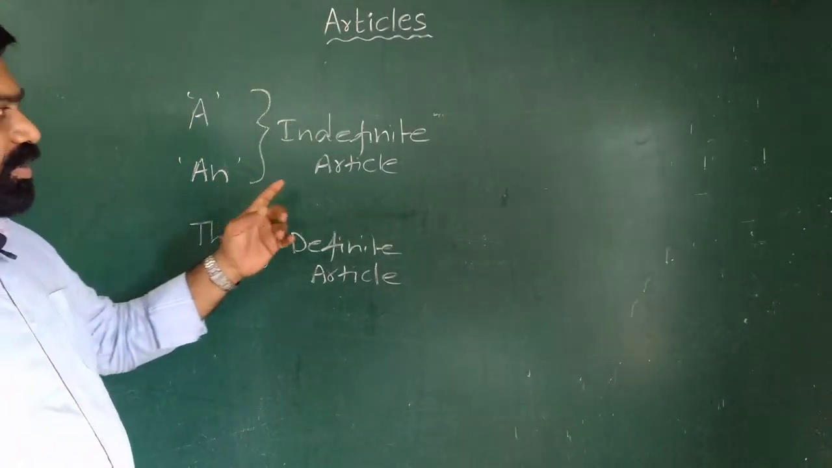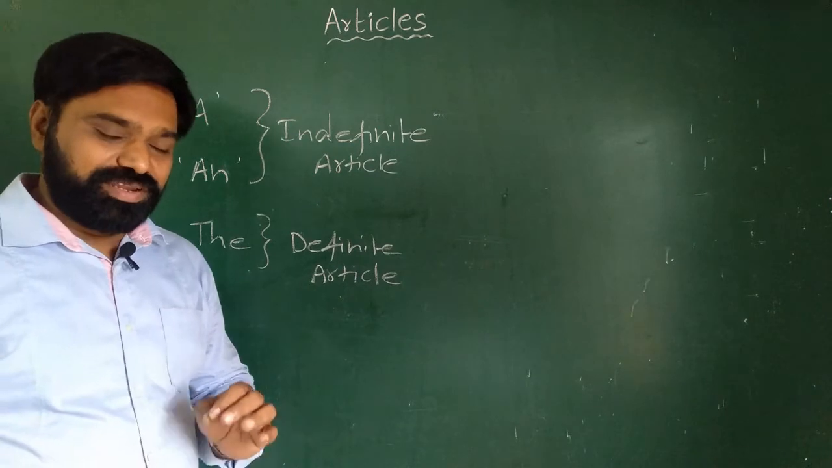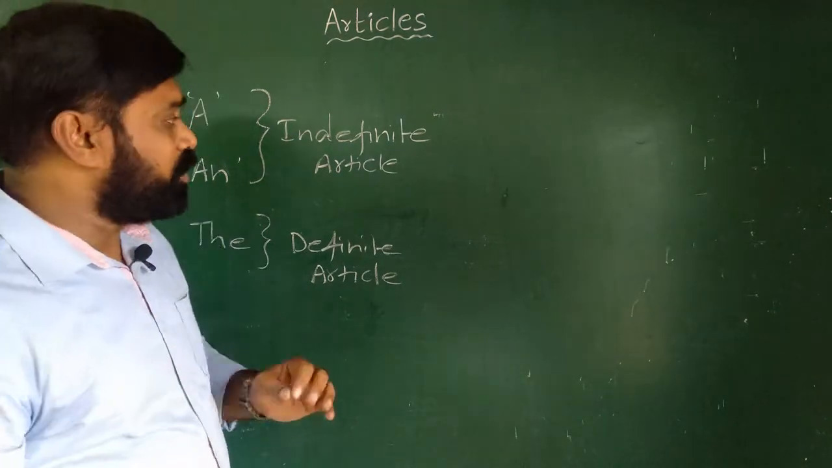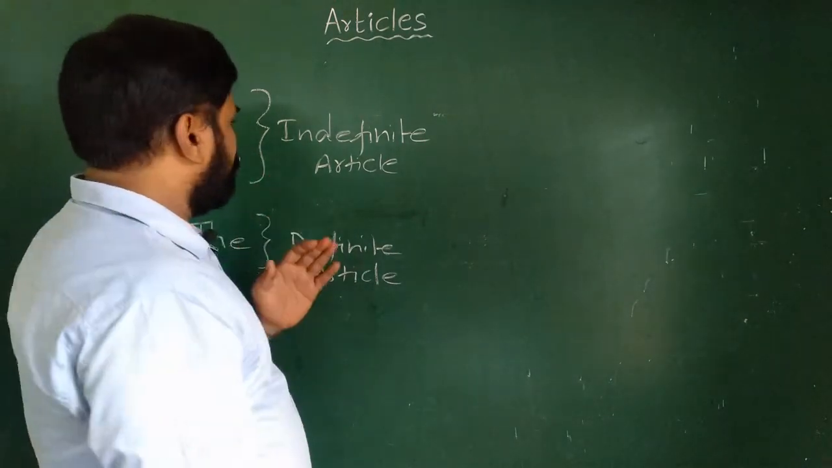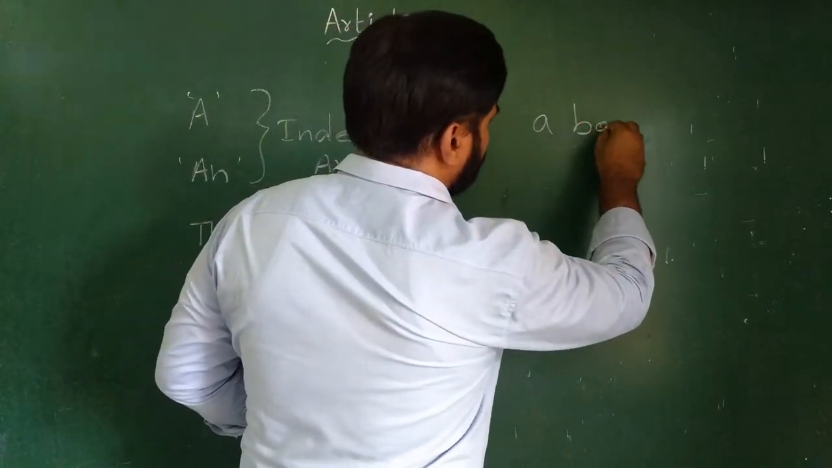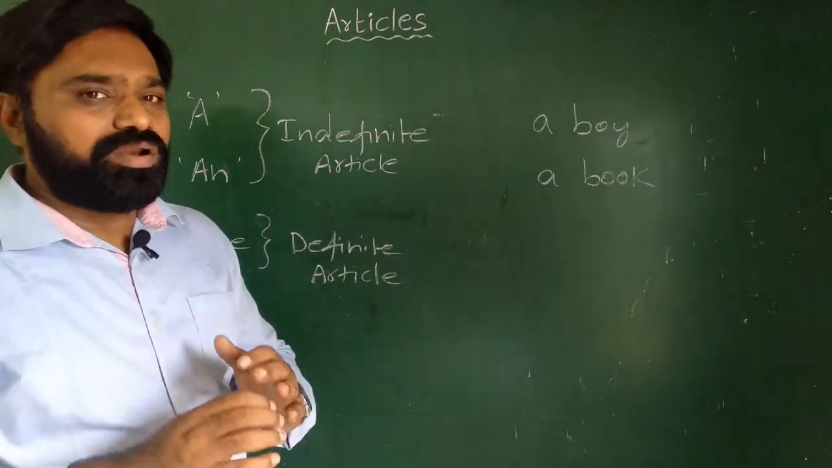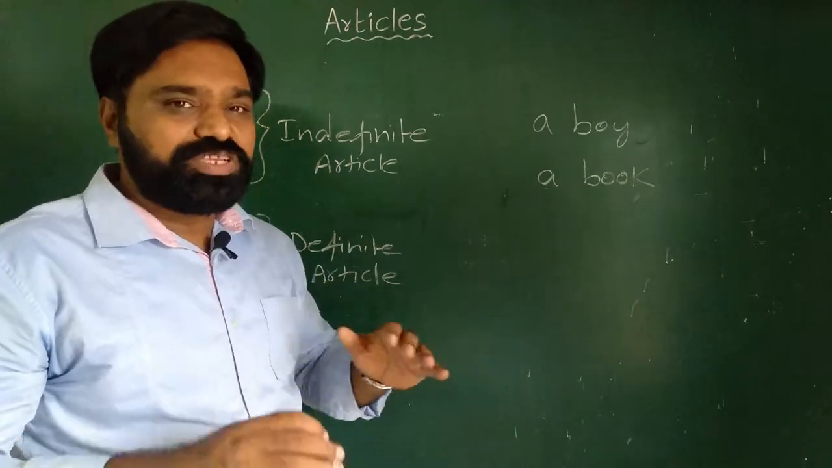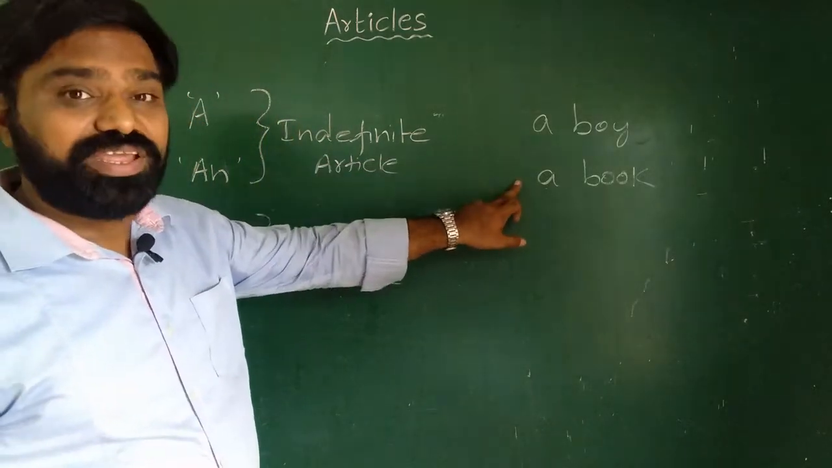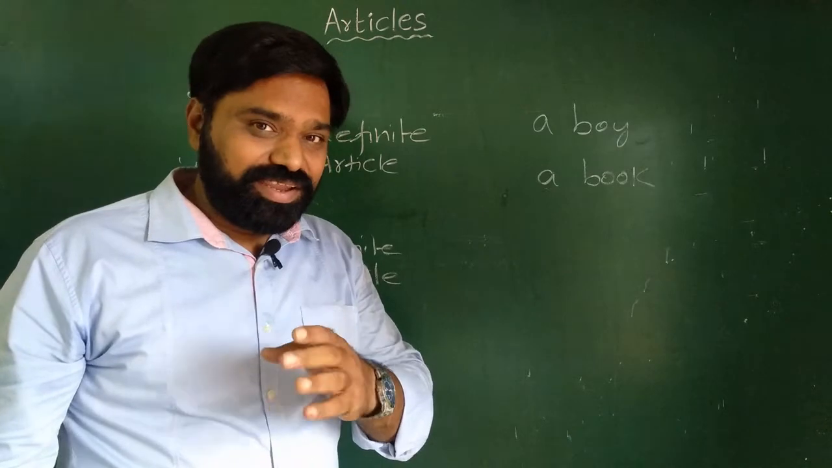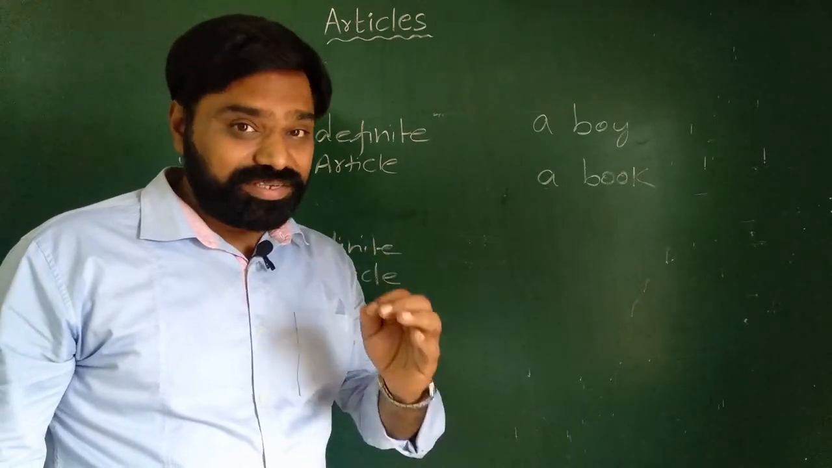A and an are called indefinite article, whereas the is called definite article. Dear friends, here you should understand what you mean by definite and what you mean by indefinite. Let us take for example, if you write a boy or a book, here we are not sure which boy or which book we are talking about. It is uncertain, and hence we call it indefinite article. I hope you can understand here. Indefinite article means the article doesn't help you in identifying the subject.